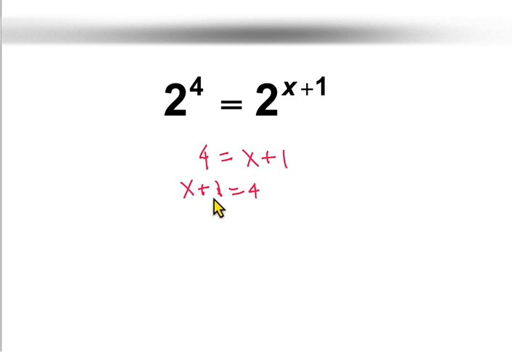Now in order to solve for x, I subtract 1 from both sides of the equation and I get x is equal to 3. So when solving exponential equations, look for opportunities to find the same base, then you can create a very simple equation from the exponents.